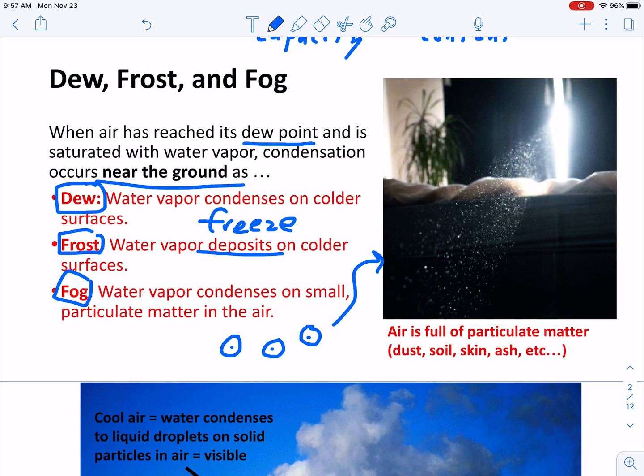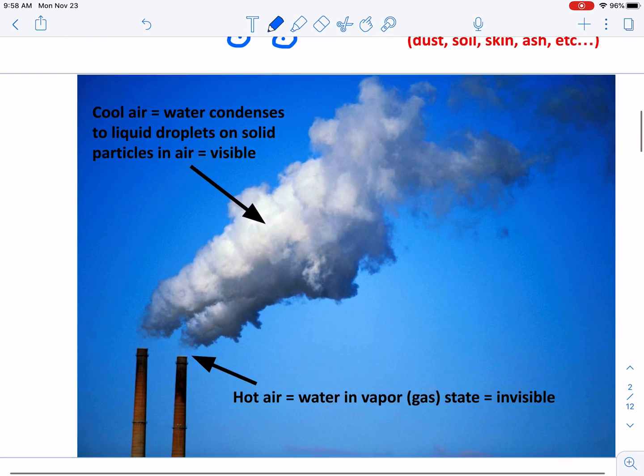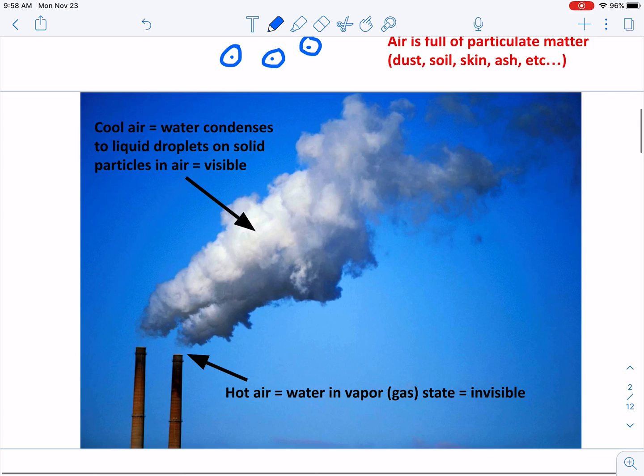Not only fog forms this way, but clouds also form this way. When you see a cloud, it is liquid water in tiny, tiny little droplets that are deposited onto dust or ash or anything else that's in the air. So here's a good image to drive that home a little bit, right?